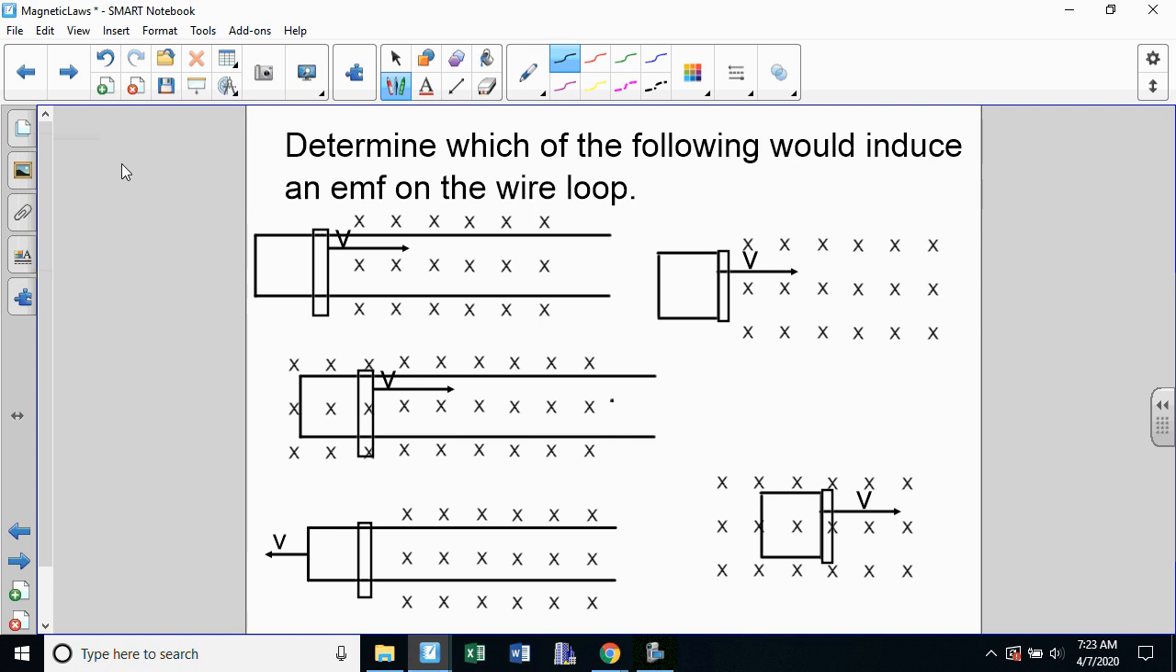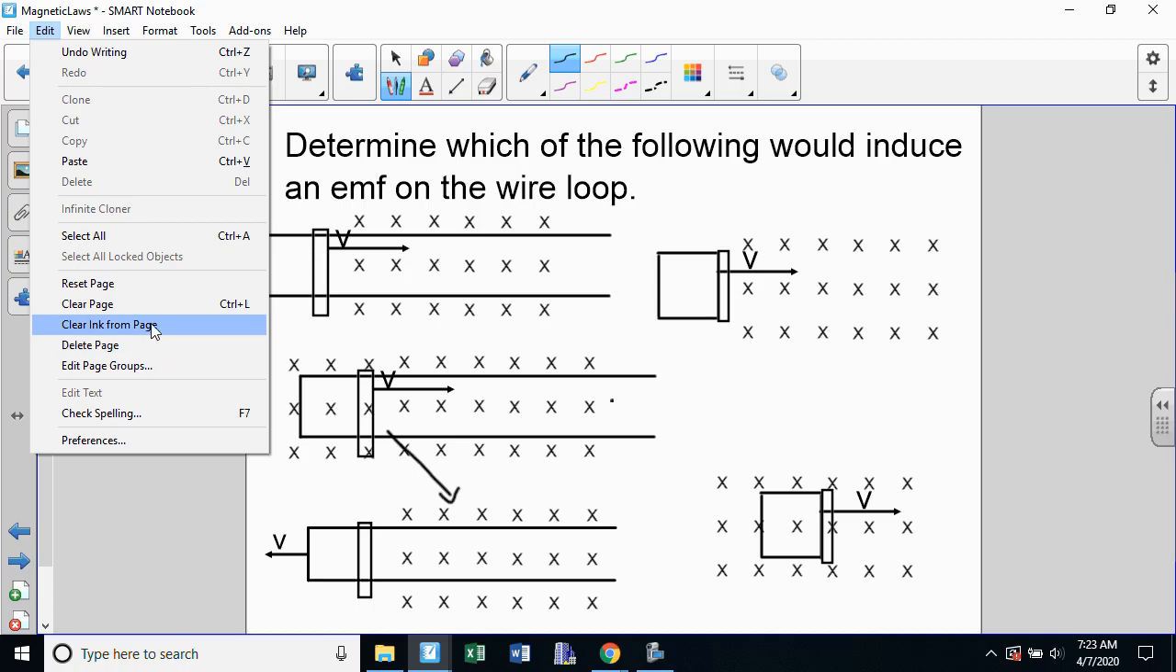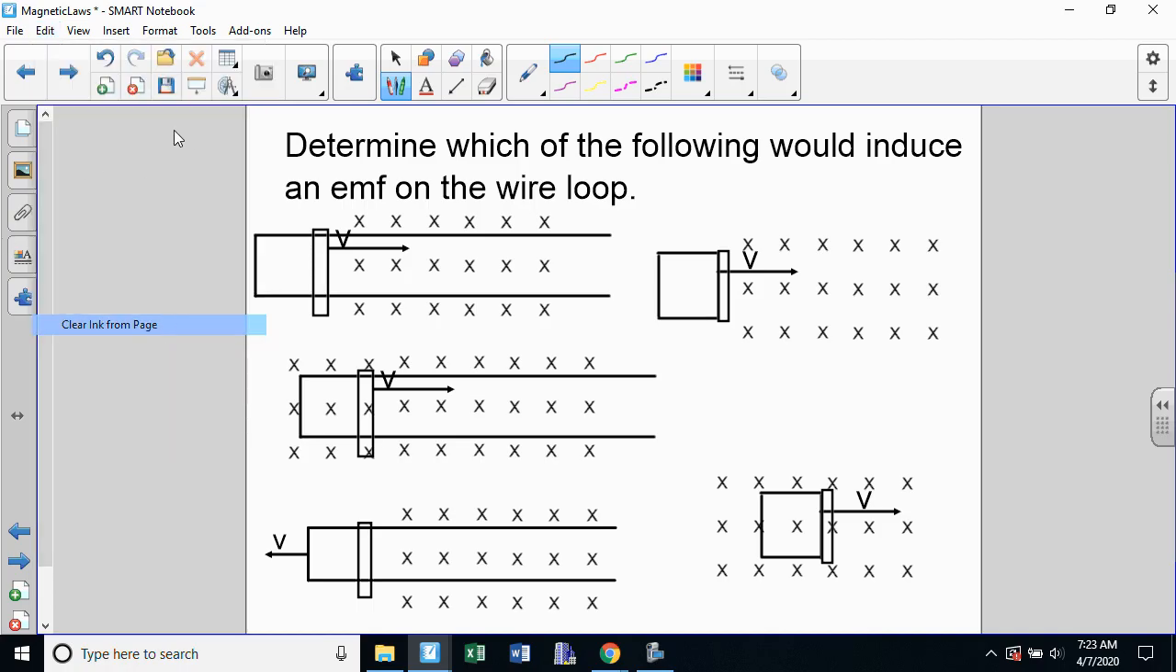So this is a pretty simple do now that I would have you do in class. I've got 5 different examples here of either a bar moving along rails, or, as you see in the third example down here, the rails are moving, being pulled while the bar is stationary, and these are all in a uniform magnetic field. Now, I'd like you to consider the 5 scenarios and determine in which of the 5 scenarios an EMF would be induced in the loop.